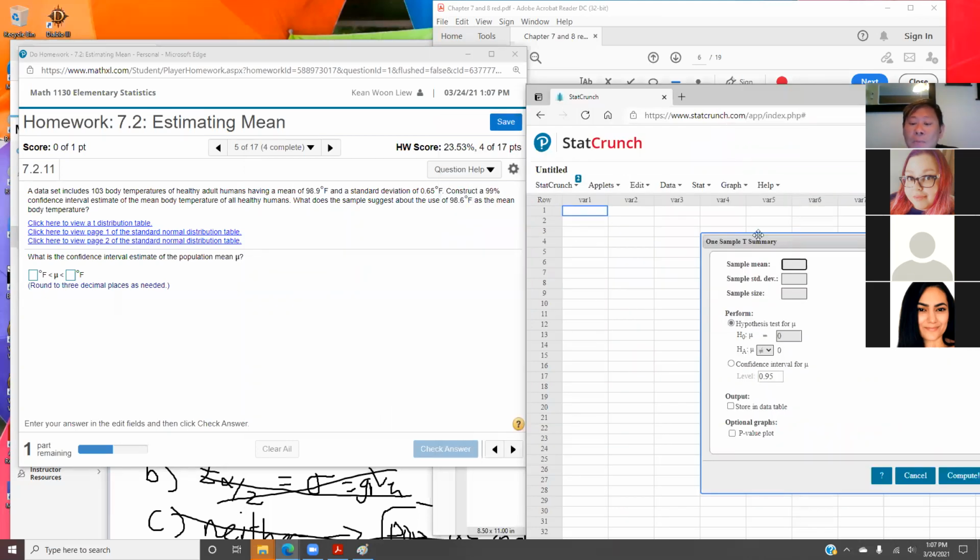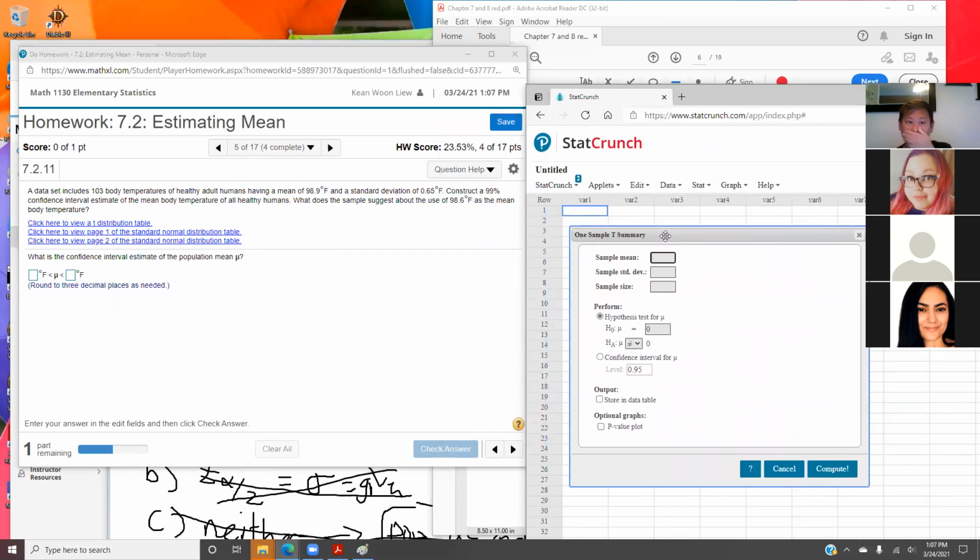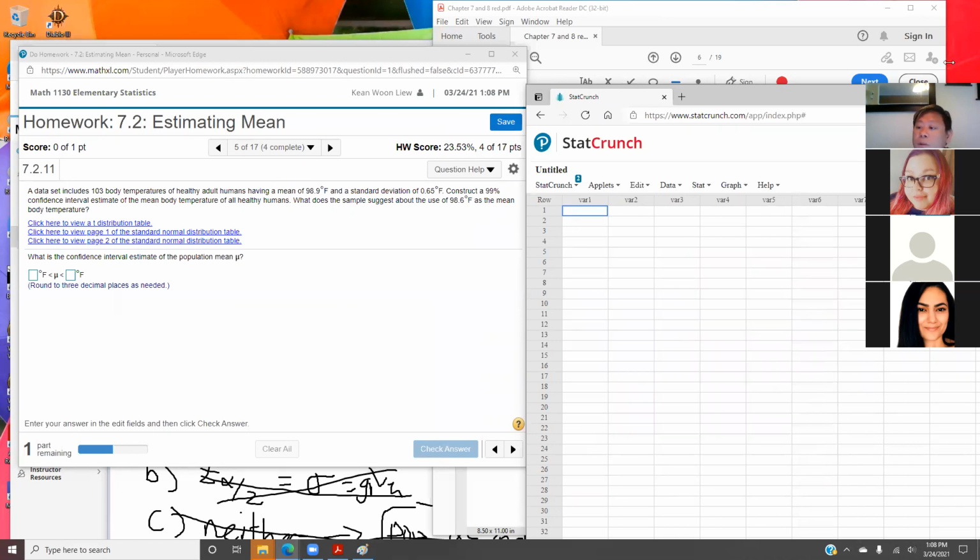What is the sample mean in this case? 98.9. Sample standard deviation, 0.65. Sample size, 103. Now do not just move down to put the confidence interval. What is the confidence level that they want you to find? 99%. And you hit compute. Where's my result? There you go.